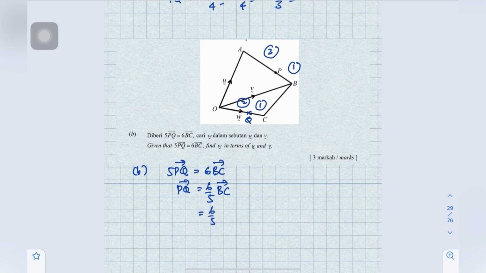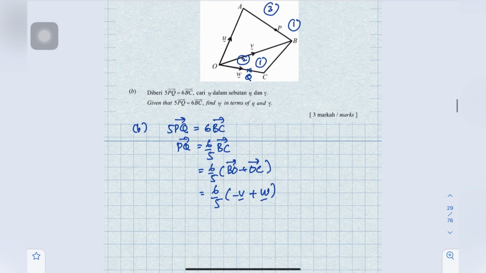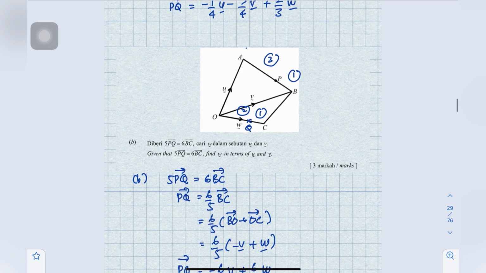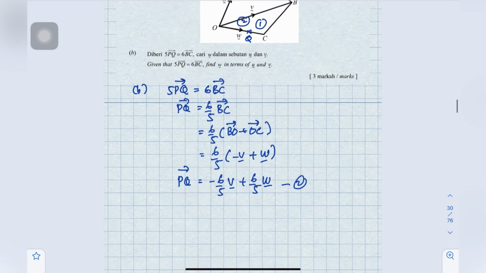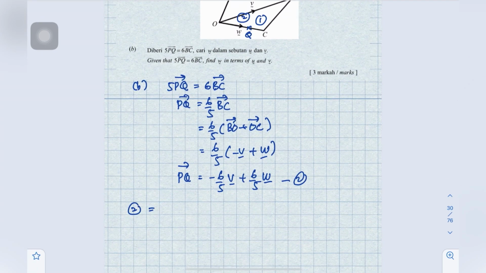Okay, so 6/5. BC from the diagram is BO plus OC. So BO plus OC. Okay, so then BO is negative V, OC is W. Okay, so then we expand, we will get negative 6/5V plus 6/5W. Okay, so this is another vector PQ. Okay, so then we have two PQ. So this one is equation 1. So this one equation 2. So kita samakan lah. Okay, so 2 equals to 1.